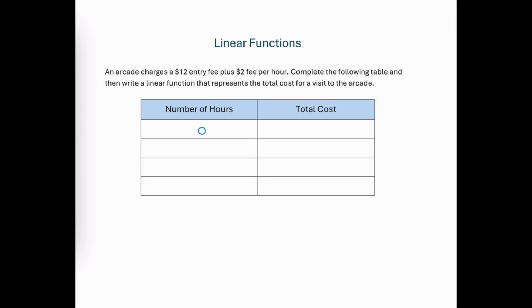So we haven't spent any time playing any games. We know that we're paying $12 just to get in the door. If we only spend 1 hour in the arcade, we'll pay $2 additional, so the total cost will be $14. If we spend 2 hours in the arcade, then we'll have $2 per hour or $4 additional to the original 12, which means that we'll pay 16. And for every hour that we spend in the arcade, we're going to spend $2 additional.